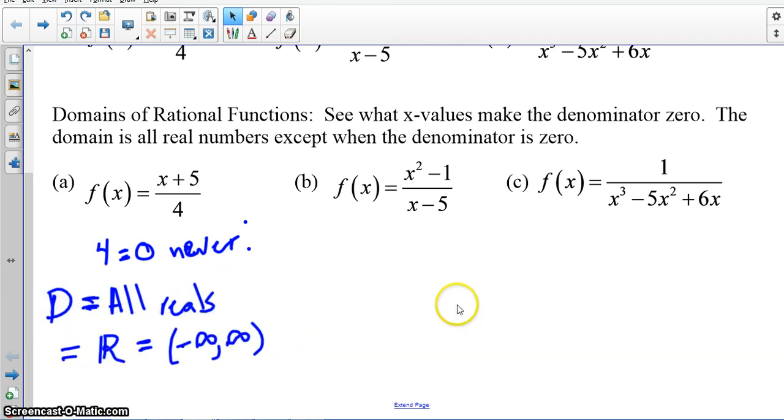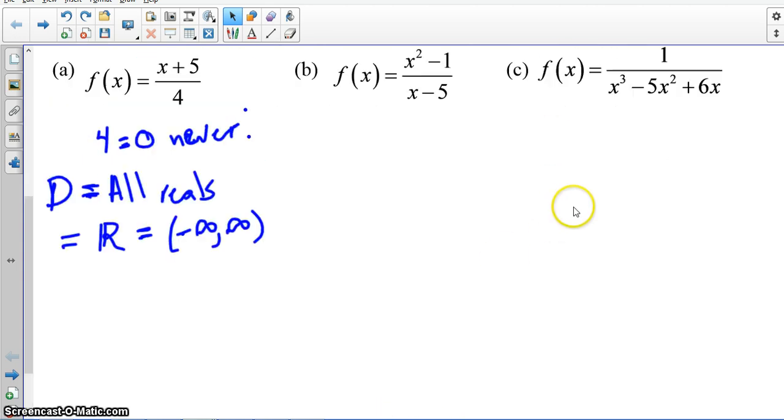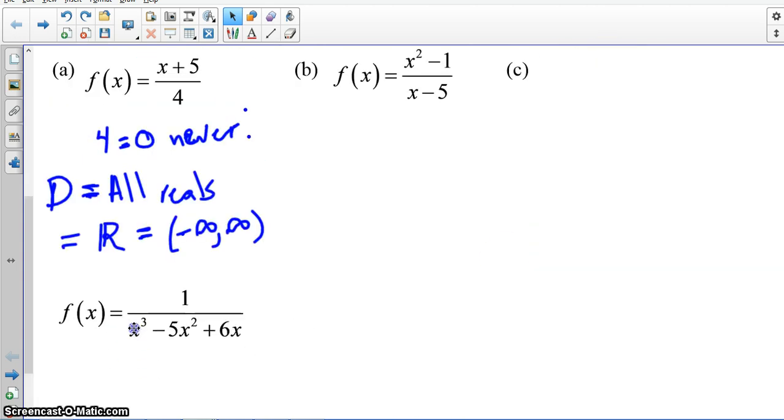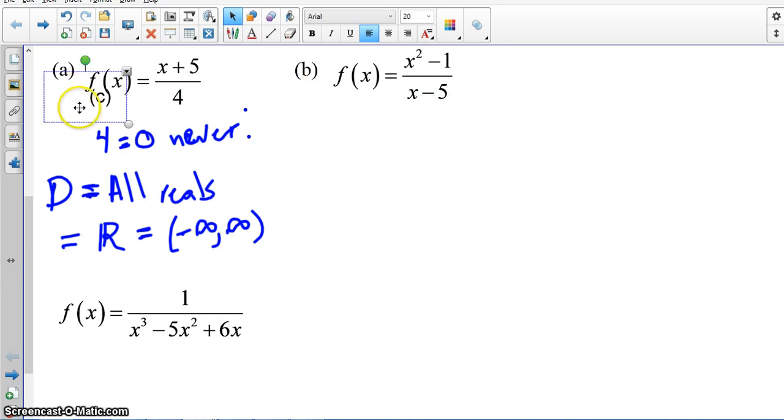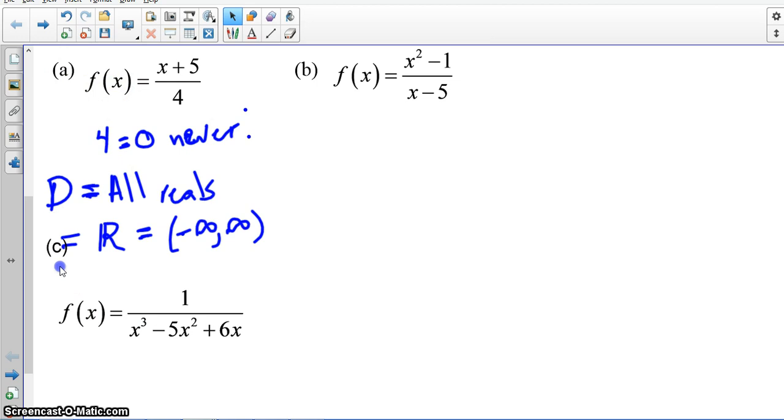Then we have harder problems here. In fact, I have not left enough space, so let me move C down here, and that will definitely be better. Here we go. So C will be down here.